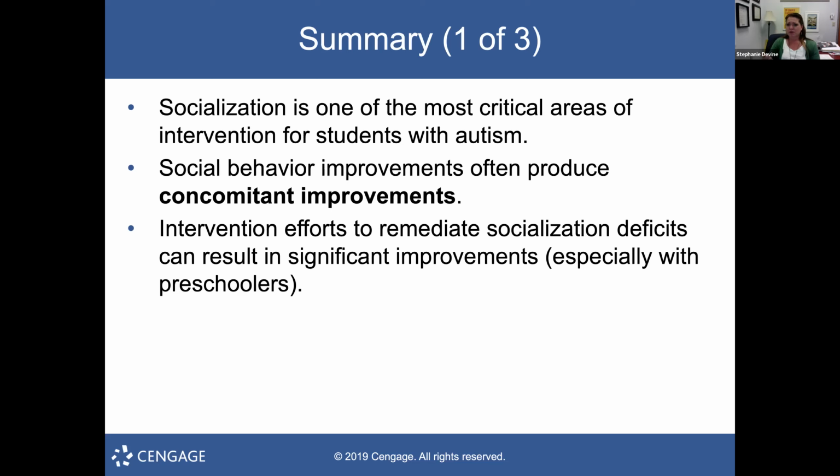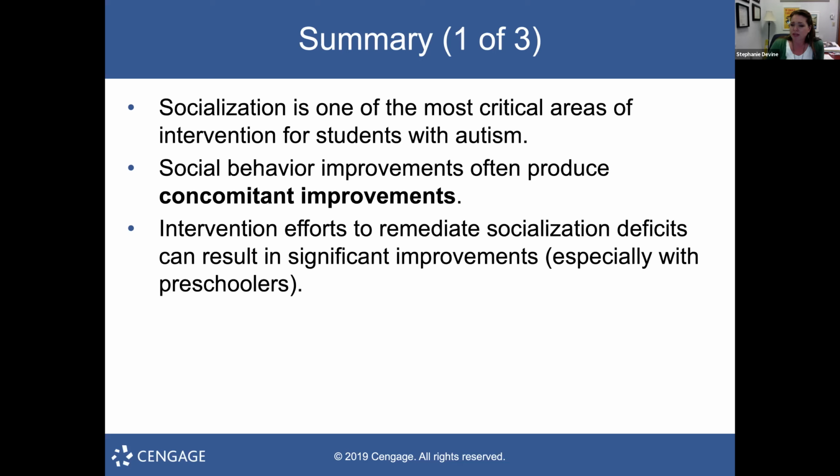We know socialization is one of the most critical areas of intervention for students with autism because it becomes such a barrier to their success with peers, with job settings, etc. Social behavior improvements often produce concomitant improvements, which means it crosses over into other areas like communication and play. So when you really work on those, they do have some natural crossover into other components that students with autism generally are working on.